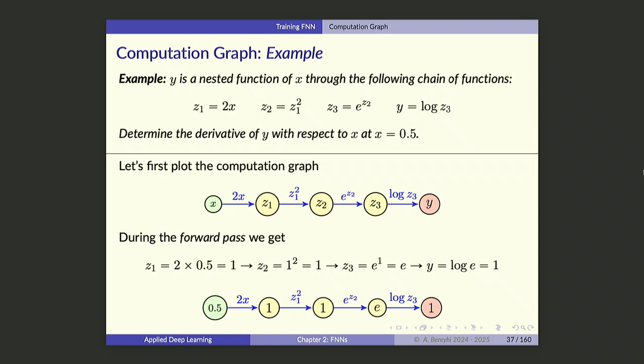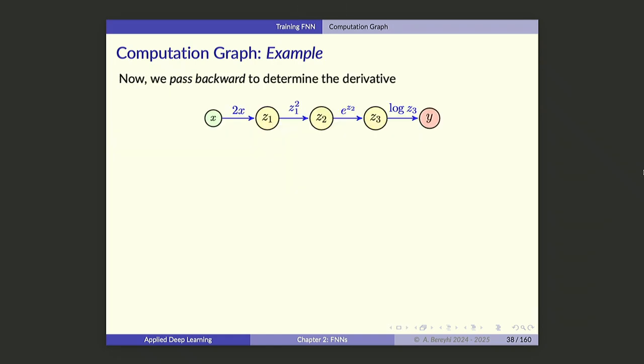And now you want your computer to compute the derivative of y with respect to x. How can you do this? Well, once you are defining these forward functions, you can also define the backward functions, right? So once you know that y depends on z3 as log of z3, what would be the derivative of y with respect to z3? What is it? Derivative of log is 1 over the argument, right? So it's going to be 1 over z3, right?